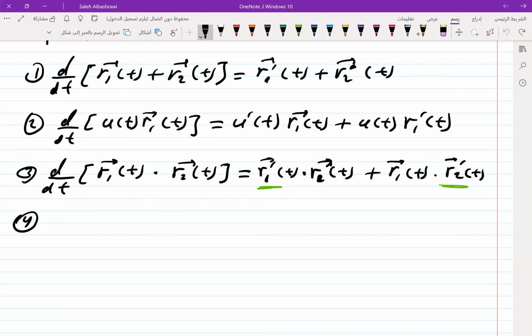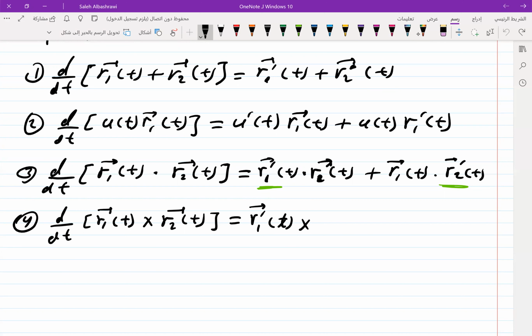for the cross multiplication, d by dt of r1(t) cross r2 is equal to the derivative of the first one cross the second one plus the first one cross the derivative of the second one.